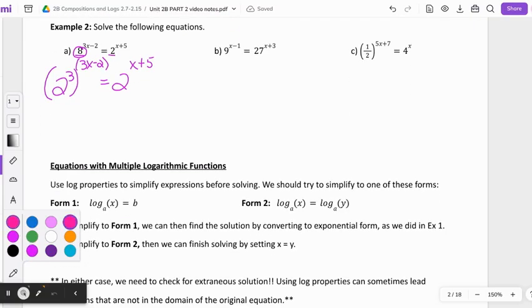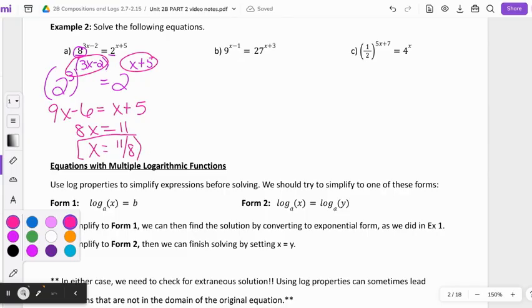And then if you remember power to a power, we'd end up multiplying exponents, and then we're going to set these equal to each other. So I'll get 9x minus 6 on the left equals x plus 5 on the right. Solve for x. Subtract x, add 6. X is going to be 11 over 8. Again, we don't have to check for extraneous solutions because it's an exponential and the domain is all real numbers.